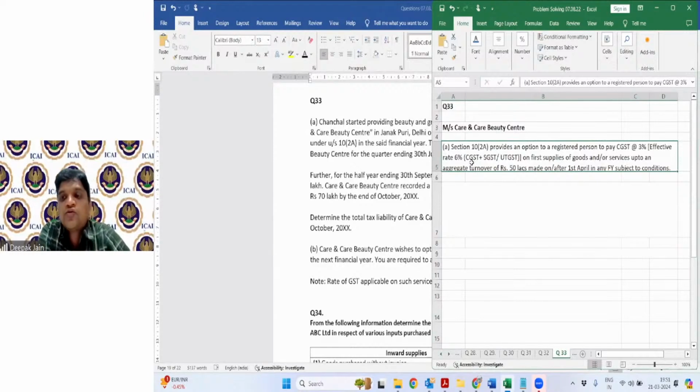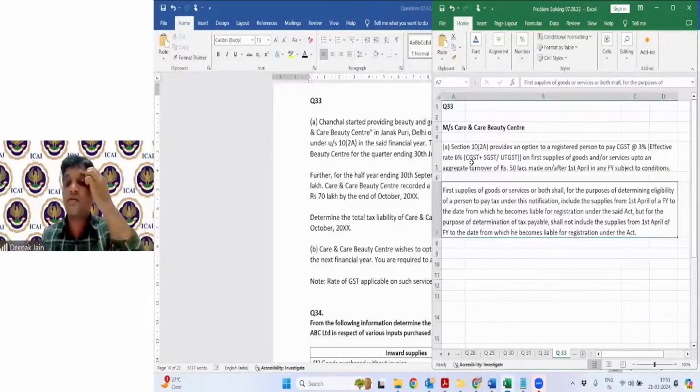On the first supply of goods or services up to an aggregate turnover of 50 lakhs made on or after 1st April in any financial year. So the composition scheme for goods and restaurant services is 1.5 crores. Composition scheme for services is 50 lakhs. Okay.